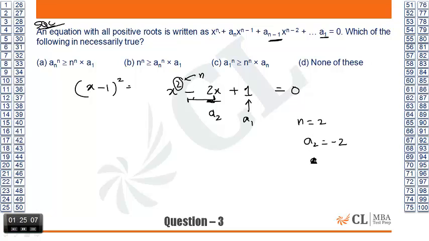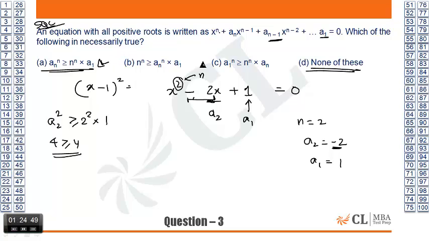a2 equals minus 2, a1 equals 1. Let's look at option A. a n to the power of n, a2 to the power 2 is greater than n. n is 2. 2 square into a1, a1 is 1. a2 is minus 2, minus 2 to the power of 2 is 4, greater than or equal to 4. True. This could be okay. There's a none of these. Bad idea. Why did I do this?